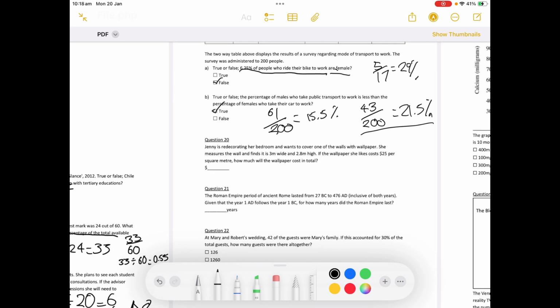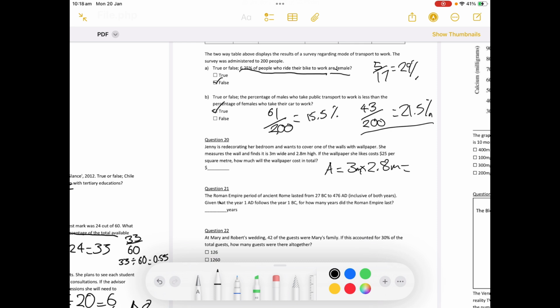Right, question 20. Jenny is redecorating her bedroom and wants to cover one of the walls with wallpaper. She measures the wall and finds that it's 3 meters wide and 2.8 meters high. If the wallpaper she liked costs $25 per square meter, how much will the wallpaper cost in total? Okay, so she wants to cover one wall, and the wall is 3 meters wide and 2.8 meters high. To find the area of this wall, we're going to do 3 meters times 2.8 meters.